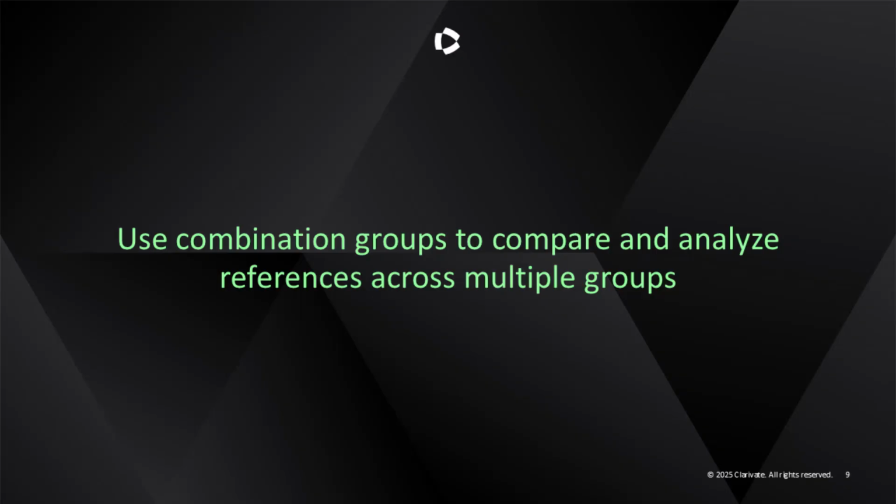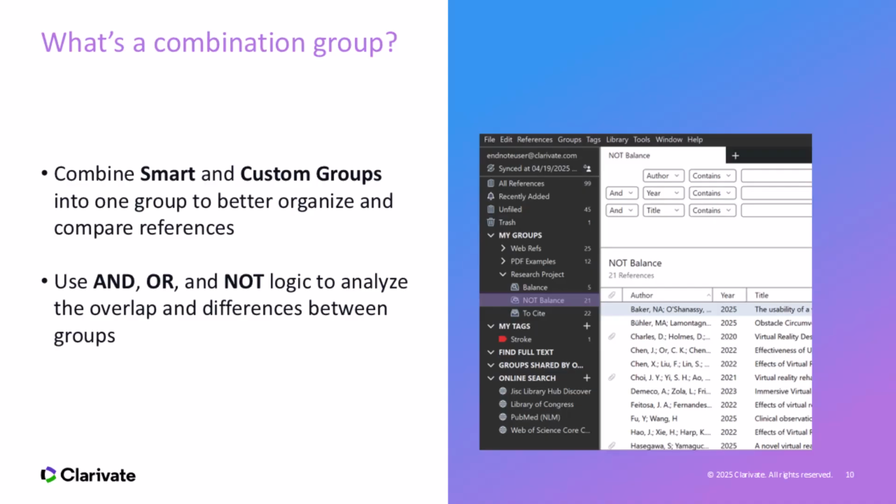Let's review combination groups for your EndNote library next. A combination group allows you to combine smart and custom groups under a single heading. This is a great way to bring together multiple groups to see how they overlap or differ. For example, you might want to compare references related to two different research topics.